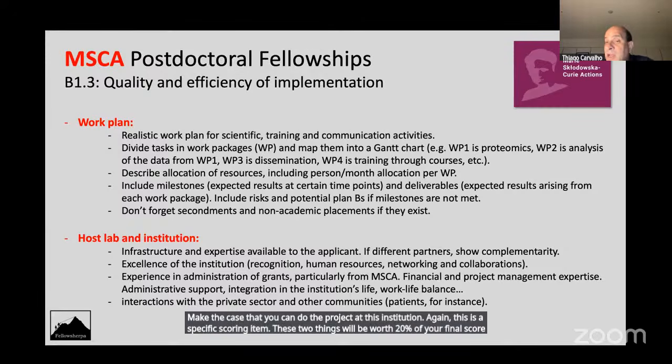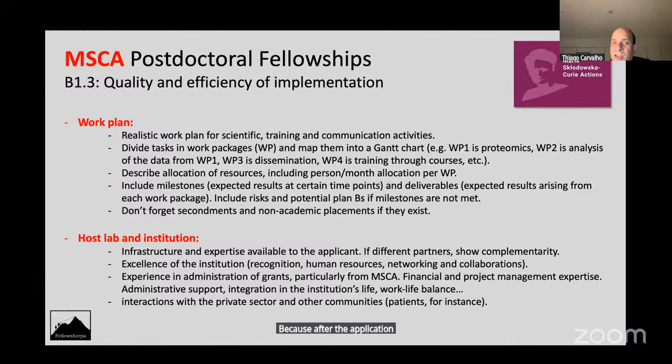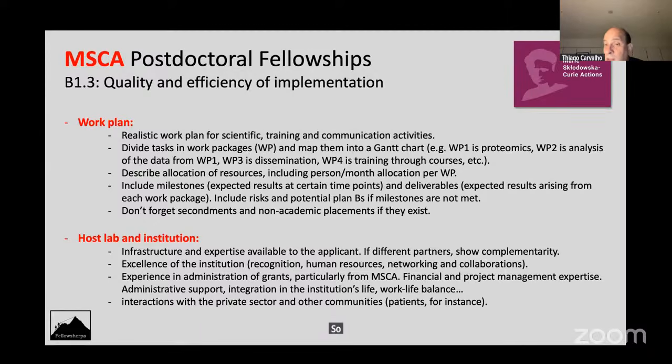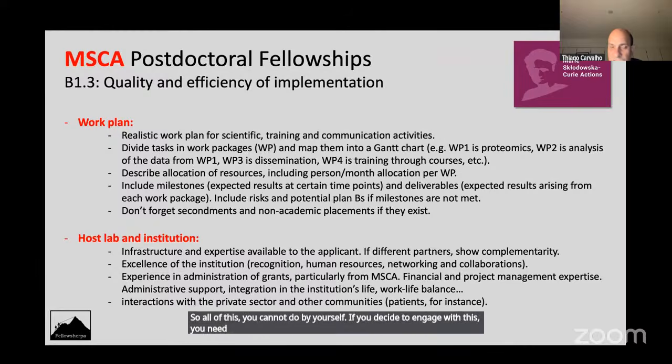Part of it you will need help for sure, because one of the things they score, because after the application, administering European grants is itself a heavy bureaucratic task, is the administrative history of your host institution dealing with European projects in general and MSCA grants in particular. So all of this you cannot do by yourself. If you decide to engage with this, you need to contact the host institution.